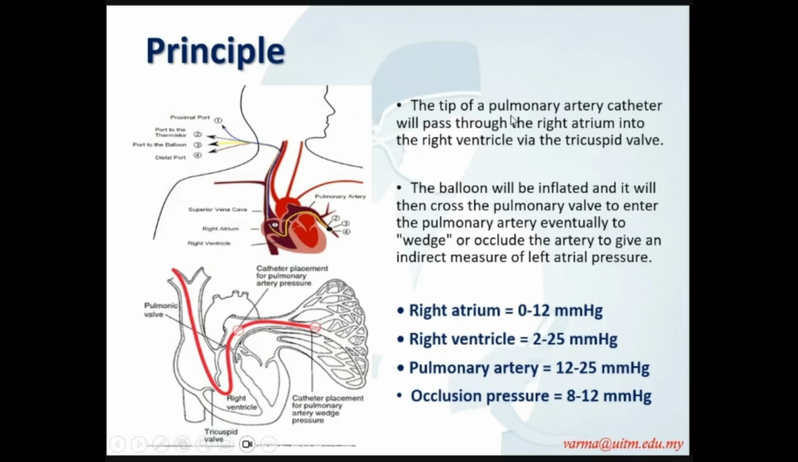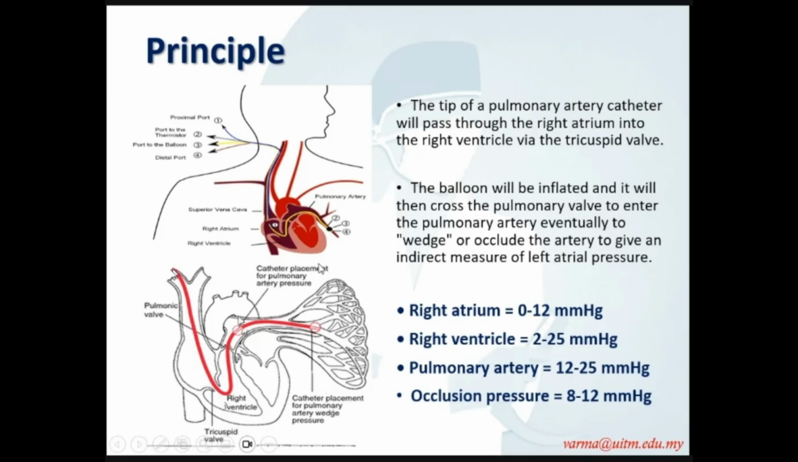The tip of a pulmonary catheter will pass through the right atrium into the right ventricle via the tricuspid valve. You see, this is your pulmonary artery catheter. It goes right atrium, tricuspid valve, and into your right ventricle. Then from the right ventricle, it goes through the pulmonary valve into your pulmonary artery. When you put it in, you only push all the way to here. After that, you push via your flotation technique. It floats according to the flow.